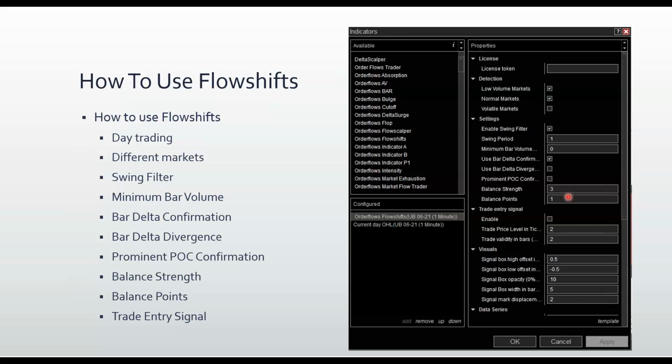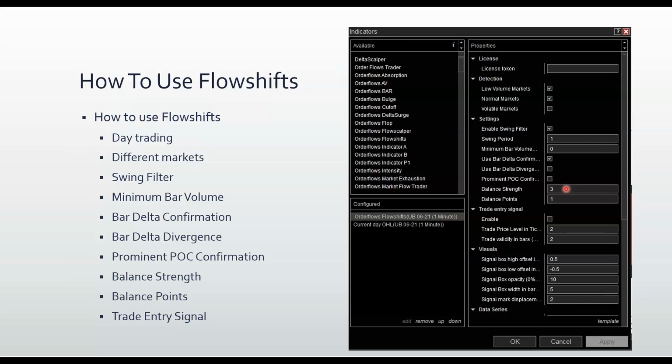Now, you don't have to use the same numbers. It doesn't have to be 1 and 1 or 2 and 2 or 3 and 3. It doesn't have to be 3 and 1. It could be 1 and 3, 1 balance strength, 3 balance points. You can adjust it, right? And I'm going to take you through some different markets.